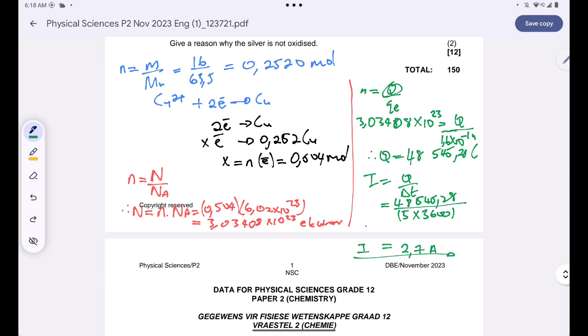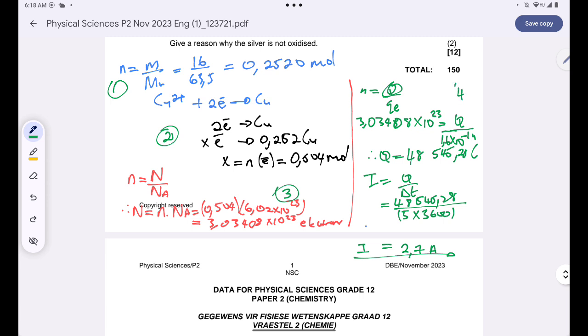Okay, let's go step by step, guys. Firstly, I wanted to find the number of moles of the copper which was formed. That's the first thing I did. And then secondly, I calculated the number of moles of the electrons which were transferred for me to form 16 grams of copper. And then thirdly, I calculated the actual number of electrons which were transferred to form the 16 grams of copper.